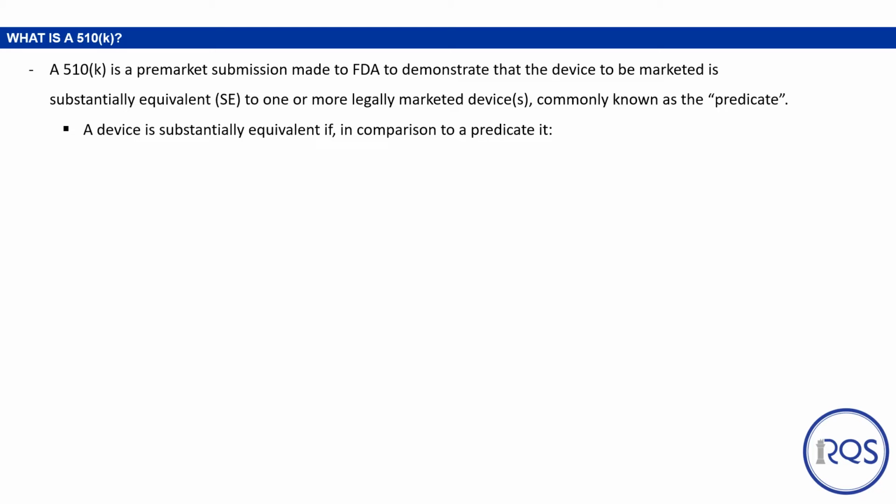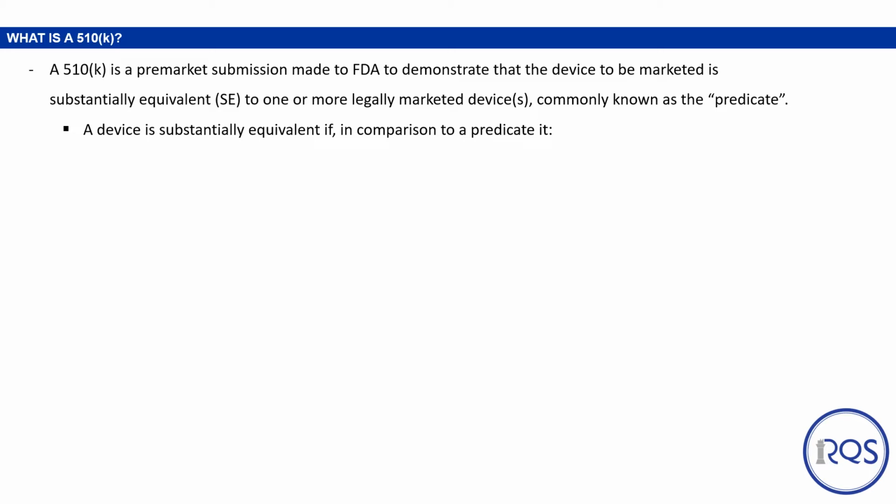Let's start with the 510K. A 510K is a pre-market submission made to the FDA to demonstrate that a device is substantially equivalent to one or more legally marketed devices, commonly known as predicates. Legally marketed means that the predicate cannot be one that is in violation of the FD&C Act, and substantial equivalence means that the new device is as safe and effective as the predicate.